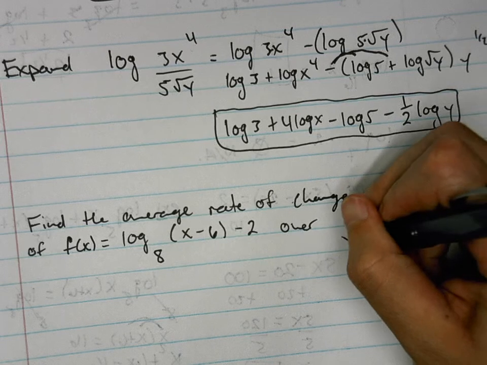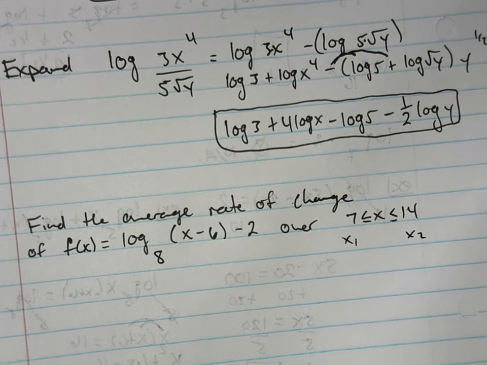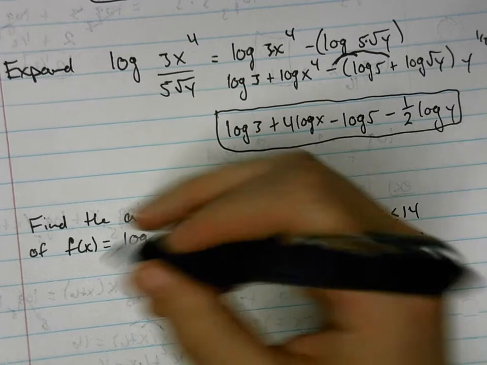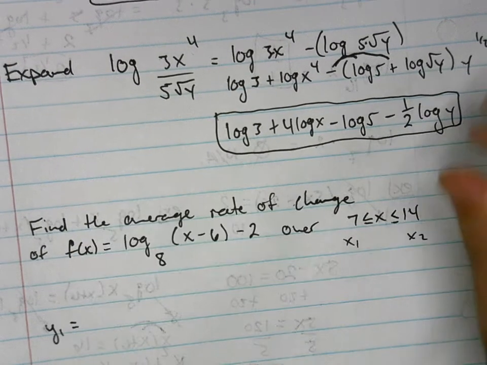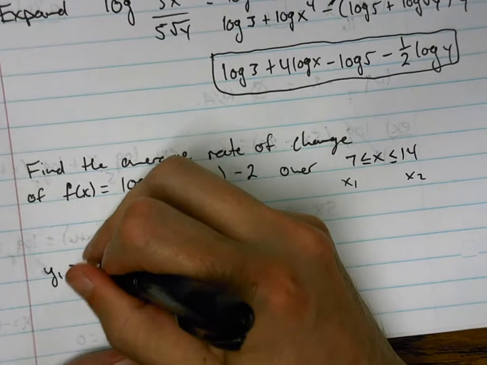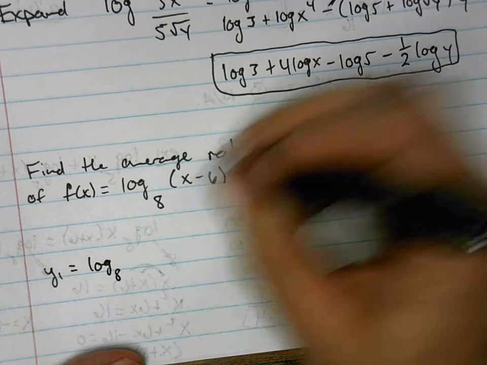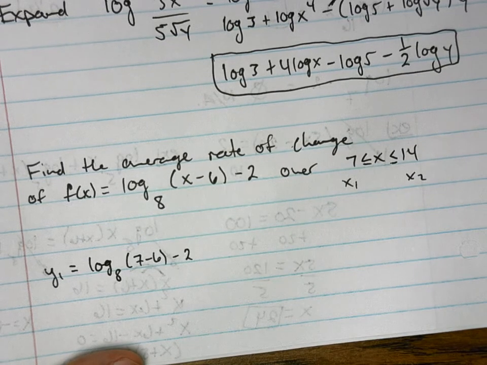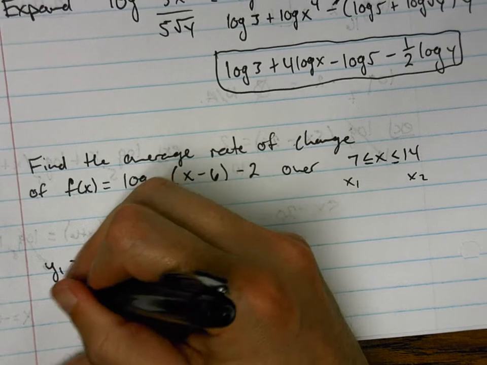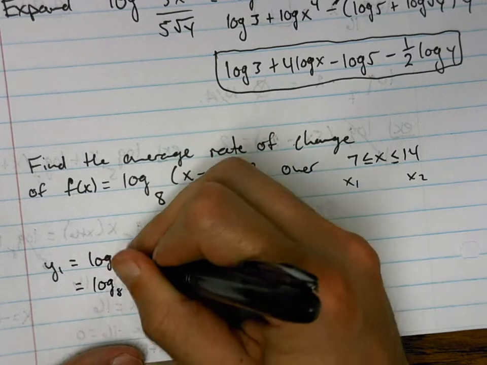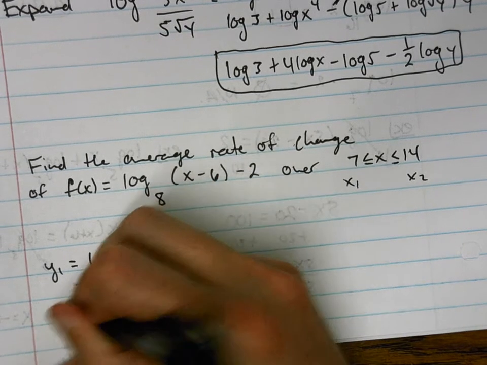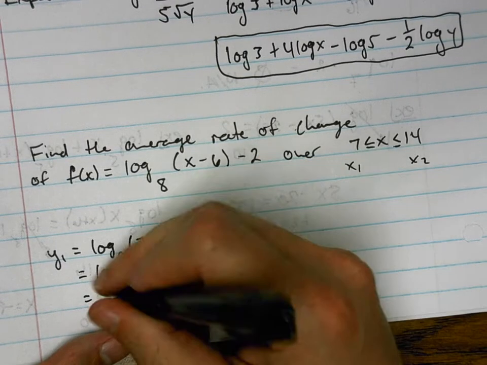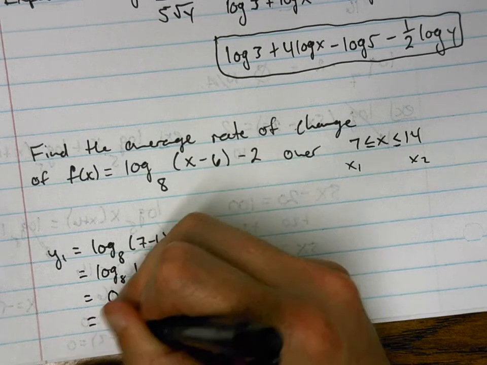So therefore, this is x1, that's x2. Those are our two x values. To find our y1 and y2, we got to plug them in. So y1 is equal to log base 8 of 7 minus 6 minus 2. That's log base 8 of 1 minus 2. Log of 1 is always equal to 0, so 0 minus 2 is negative 2. That's our y1 value.